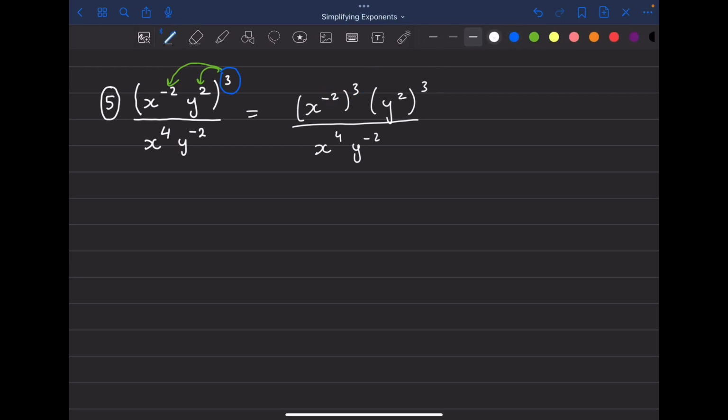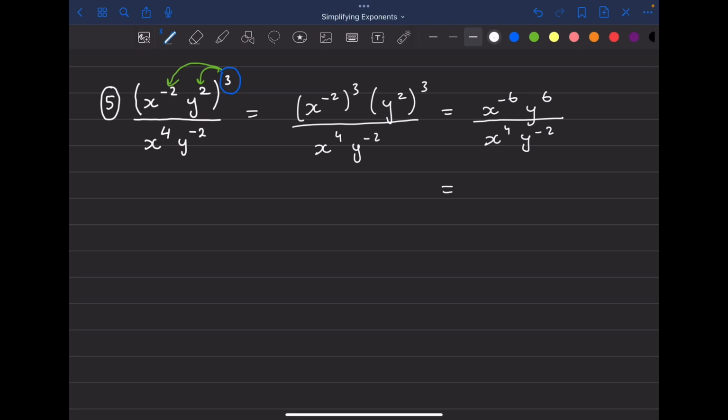Once again, I'm assuming you already know this, but this would be x to the power of negative 6, because negative 2 times 3 is negative 6. And then y is going to have a 6, because 2 times 3 is 6. So we're done with the numerator. The denominator stays the same. I'm just copy-pasting it from the previous step.